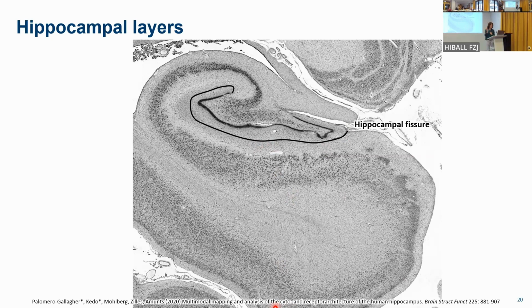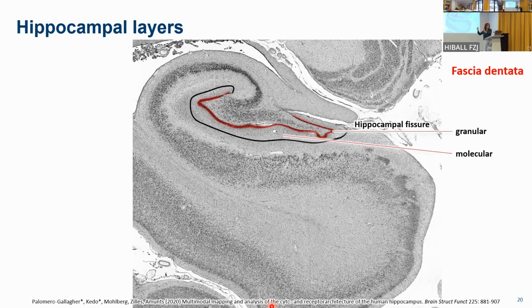But here's where anatomists, again, aren't always 100% consistent in their naming. Let's just put it that way. So in red, I have highlighted the granular layer of the fascia dentata, so the cell bodies of the granule cells which form the fascia dentata. Then towards the brain surface, we have the molecular layer, and inwards, we have the multiform layer.